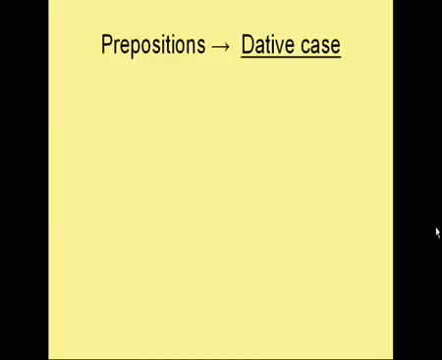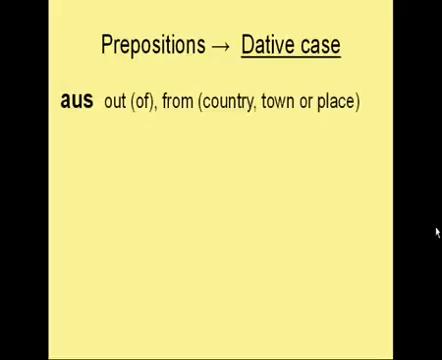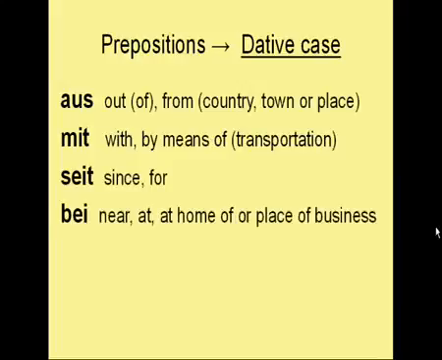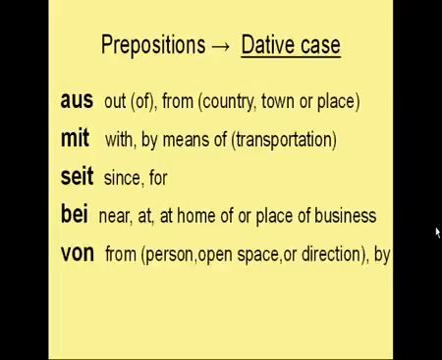These prepositions are followed by the dative case: aus, which means out of, or from, when you're talking about a country or a town or a place. Mit, with, or by means of, in terms of transportation. Seit, since, for. Bei, by, near, at home of or place of business. Von, from, when you're talking about a person, open space or direction. Or by.